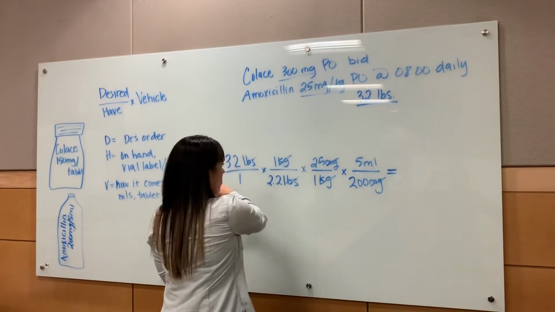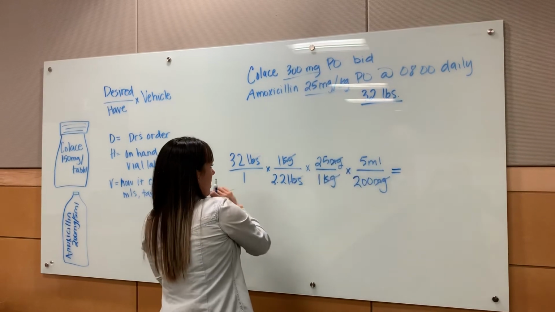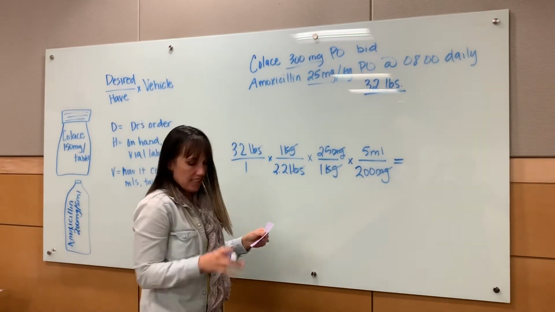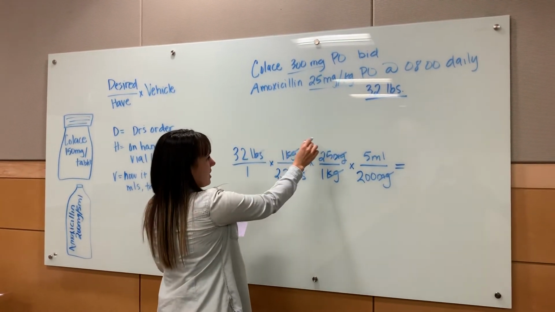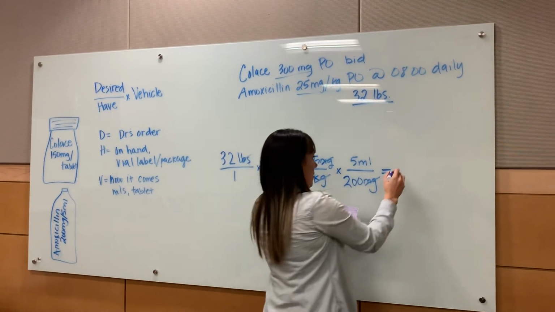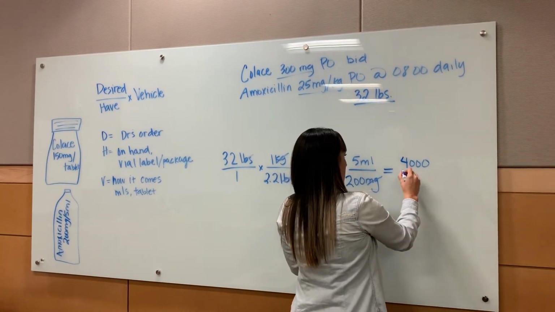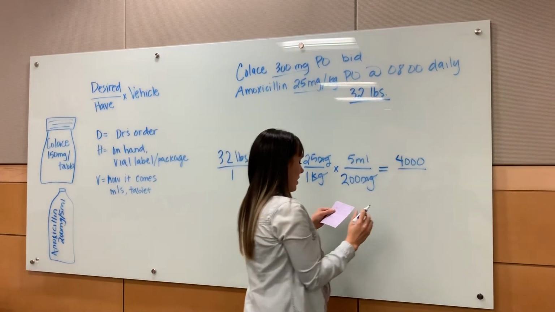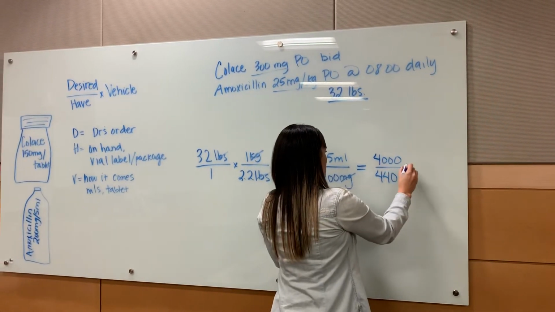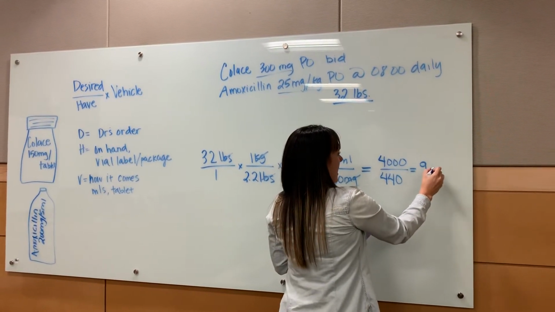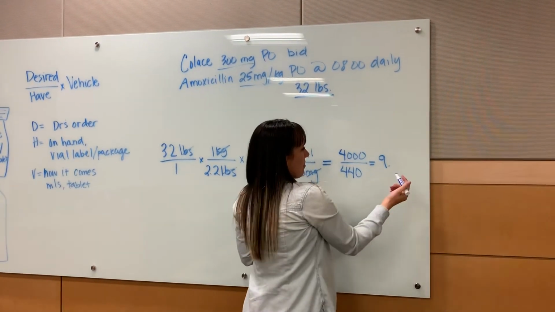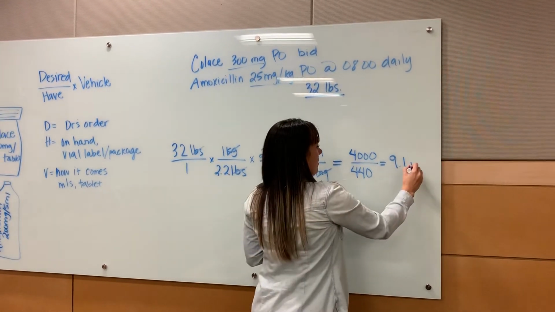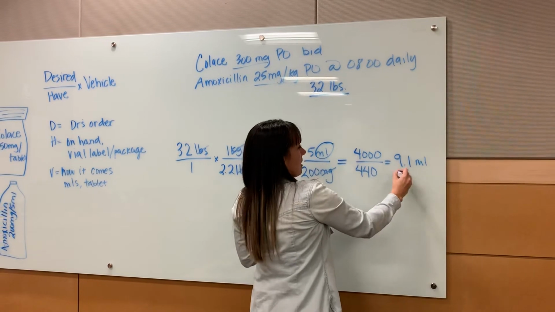So now I'm ready to do all of the multiplication across the top and all the multiplication across the bottom. I did calculate this. You would just do 32 times 1 times 25 times 5, and you end up with 4,000. And then we did 1 times 2.2 times 1 times 200, and we end up with 440. That equals about 9.09, but according to rounding rules, we will round to 9.1 mils.